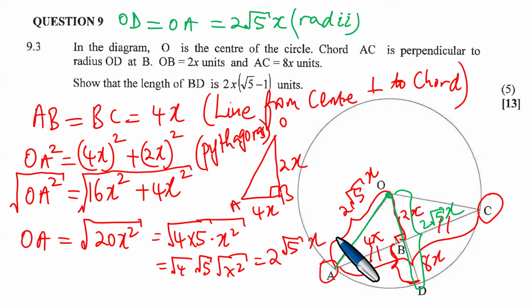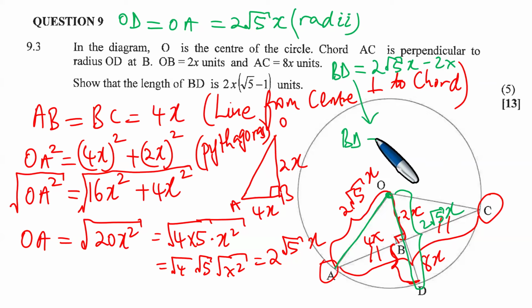We're able to achieve that because now we know the whole thing here. So we're interested in finding BD. So BD is equal to what? BD is this little bit. So BD is going to be the whole radius minus 2x. What is the whole radius minus 2x? It is 2 to the square root of 5x minus 2x. Like that.